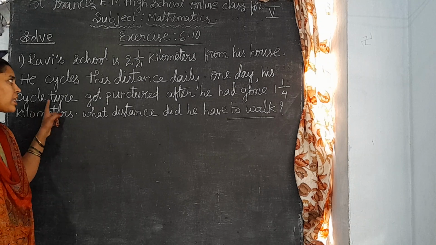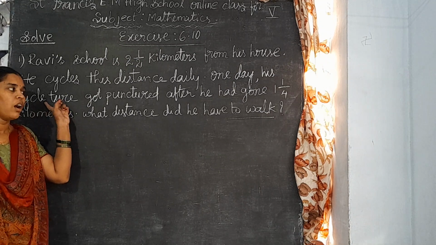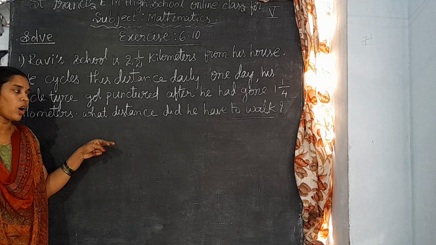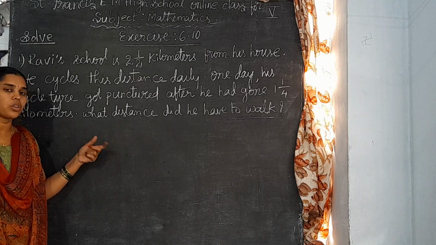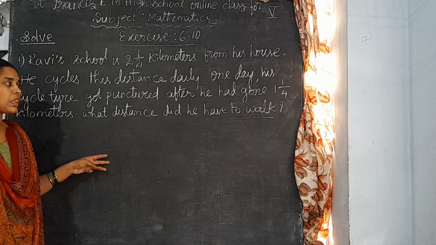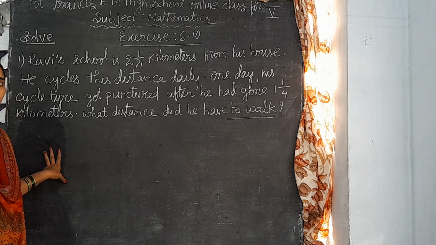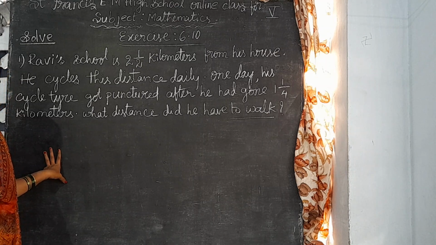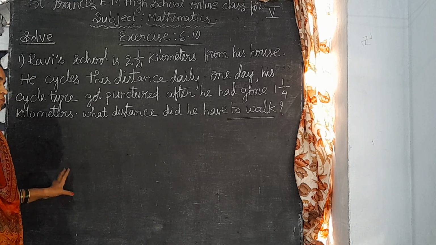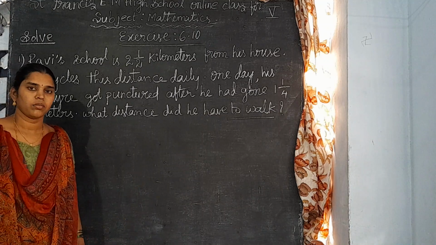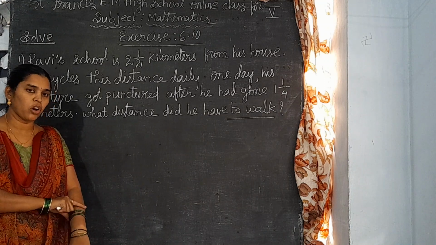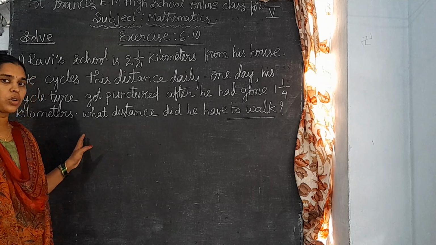First step, you should read the question. And what is the second step? What is given in the question, you should identify. And third one, what operation we have to apply. And the final one, we should find the answer. These are the four steps. So first I am reading the question.